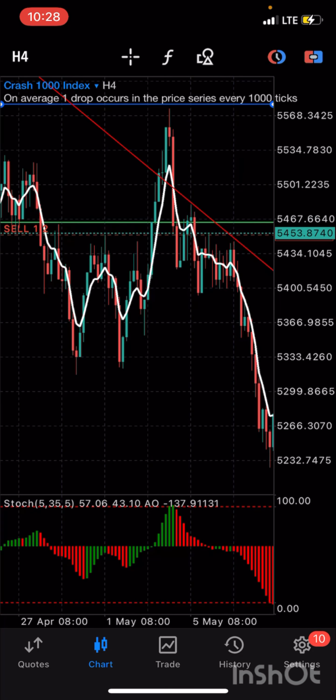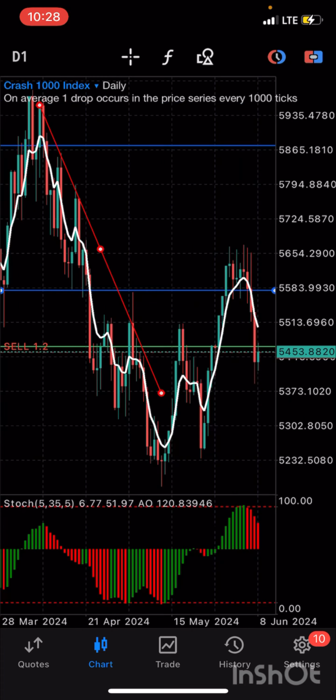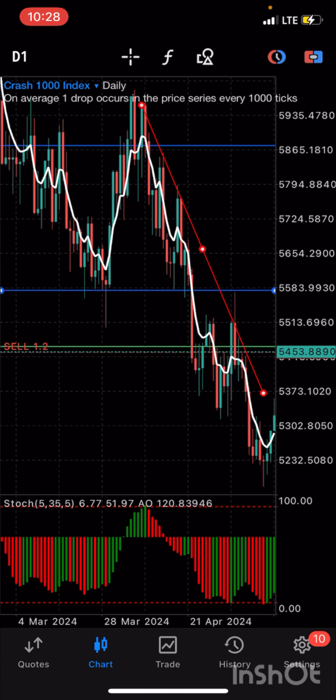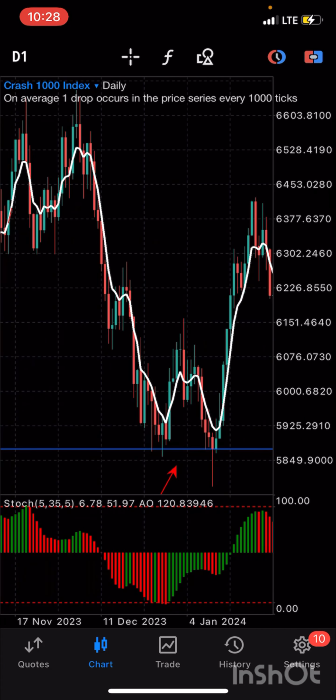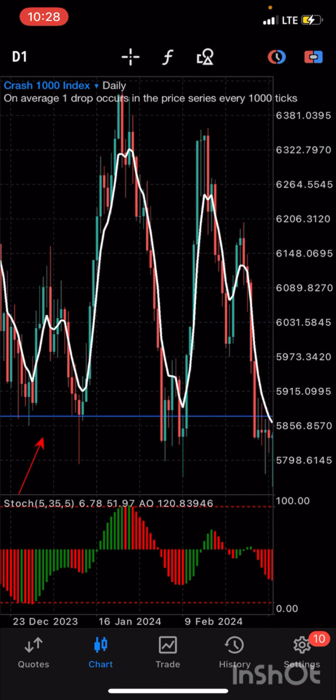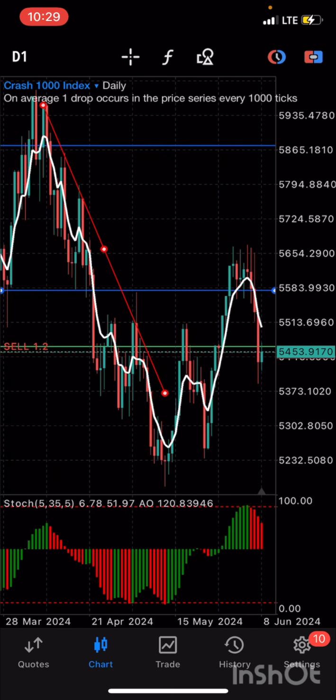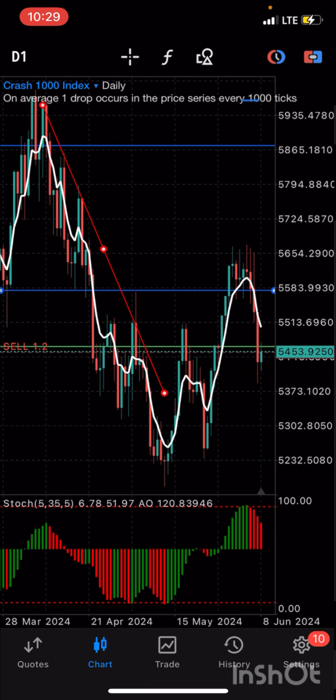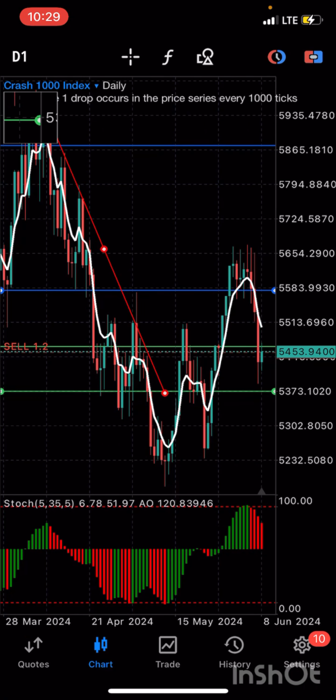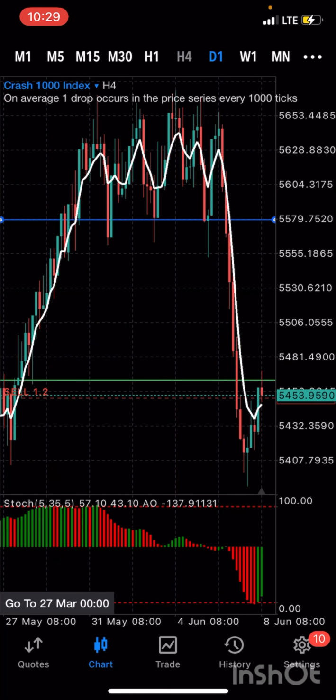So now let's get to a daily time frame to see how that line actually works. Now we've seen that here. Let's analyze this. Let's check on the 4 hour.